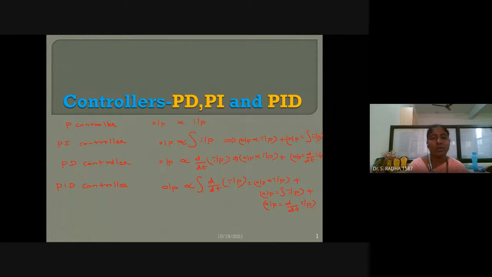So P controller means only proportionality sign. PI controller means proportionality as well as integration. PD means proportional as well as derivative. PID means proportional, integration and derivative.